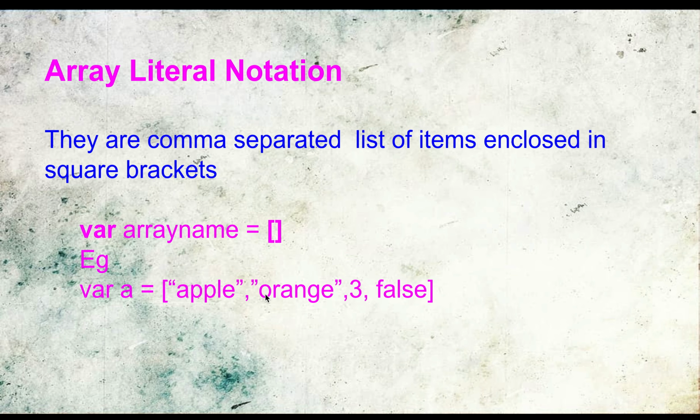Next is creating an array using literal notation, and this literal notation is a comma separated list of items enclosed in square brackets. You can see the syntax where array name equal to square bracket. Within square bracket you mention the items, as you can see in the example, where A is equal to square bracket element 1 comma element 2, both are strings, so I specify them using double quotes. And third element is a number, and fourth is a boolean.